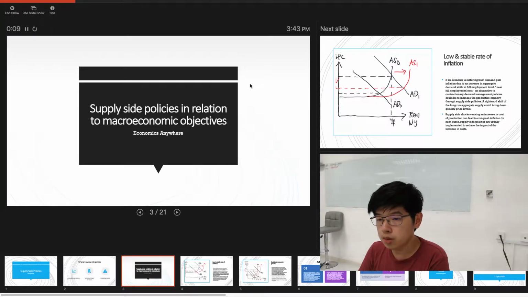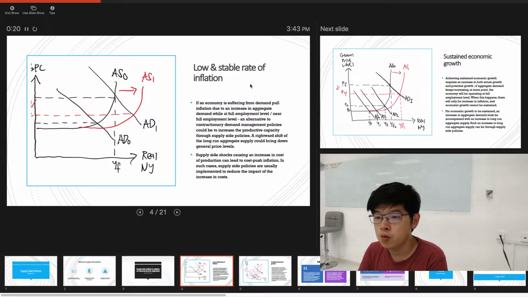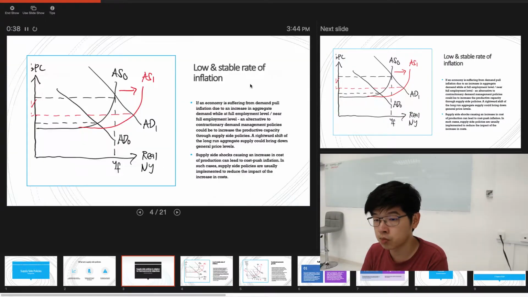So, how can we make use of supply side policies to achieve our various macroeconomic objectives, and what do supply side policies have to do with macroeconomic objectives? We know we have four major macroeconomic objectives: low and stable rate of inflation, sustained economic growth, a favorable balance of payment position, and full employment level. These are the four macroeconomic objectives that any government would want to achieve. So how would we look at supply side policies in relation to these objectives?